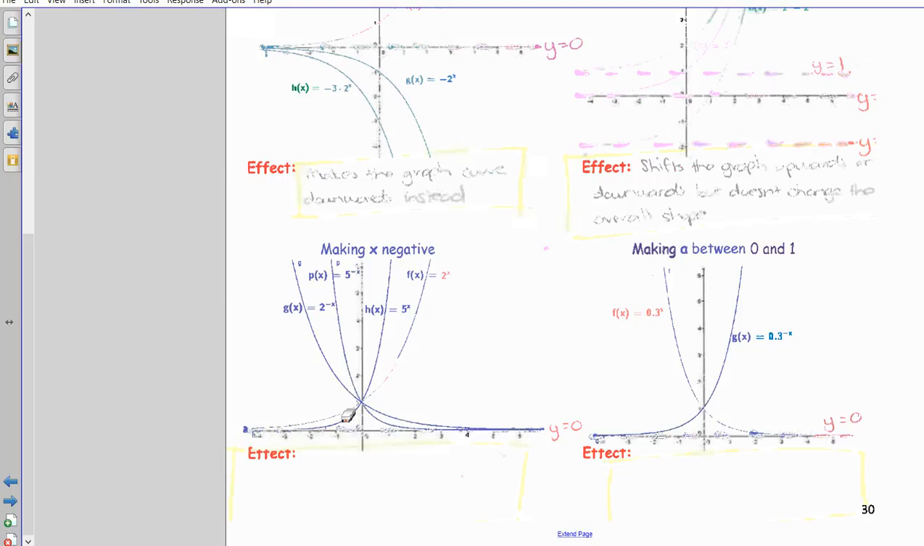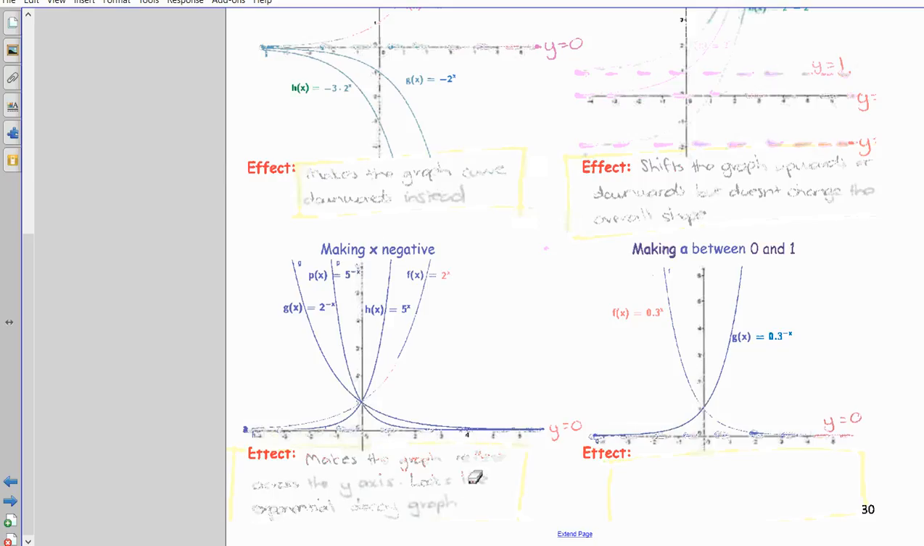So it makes the graph reflect, kind of like a mirror image across the y-axis. If x is negative, it looks like an exponential decay graph, like a decrease graph, as opposed to a growth graph. So making x negative makes it look like a decay instead.